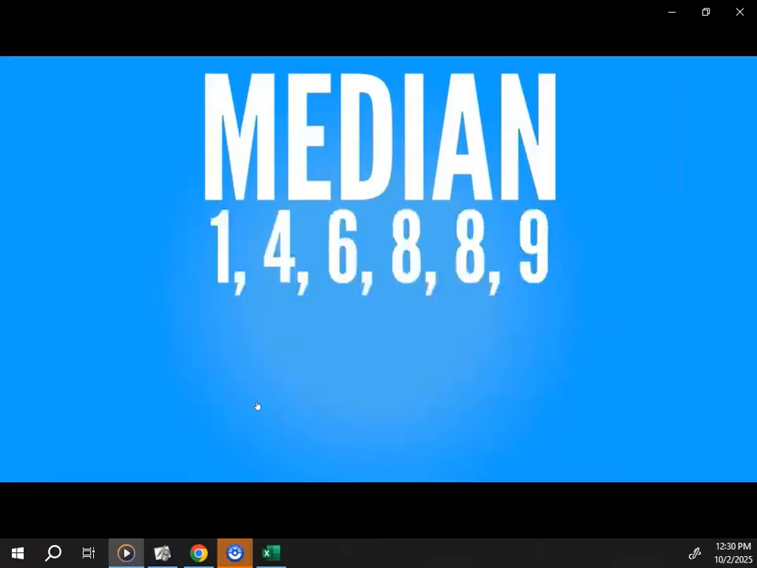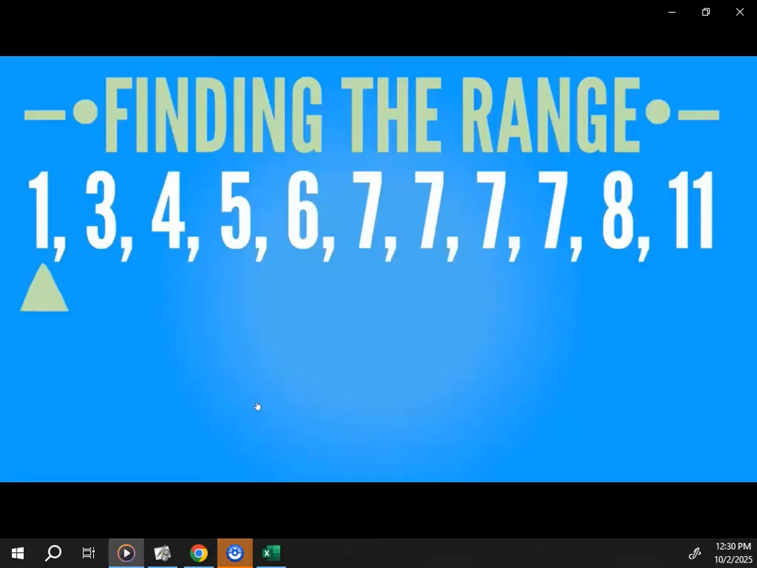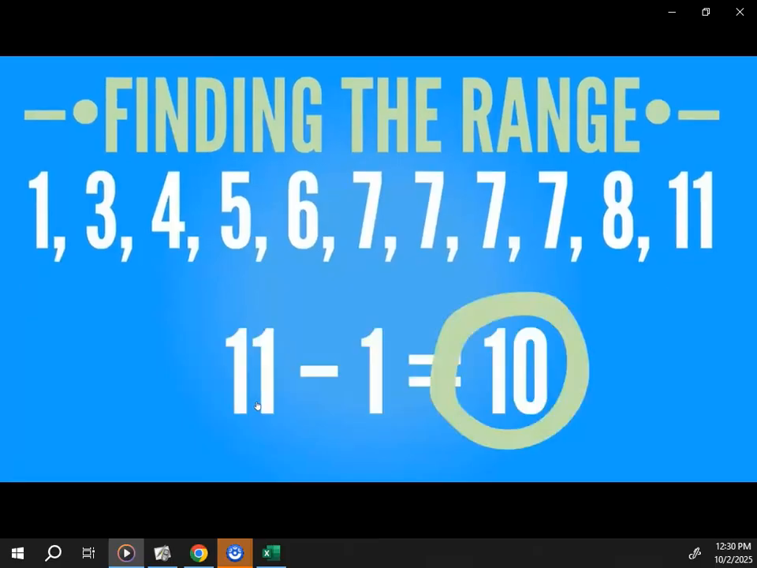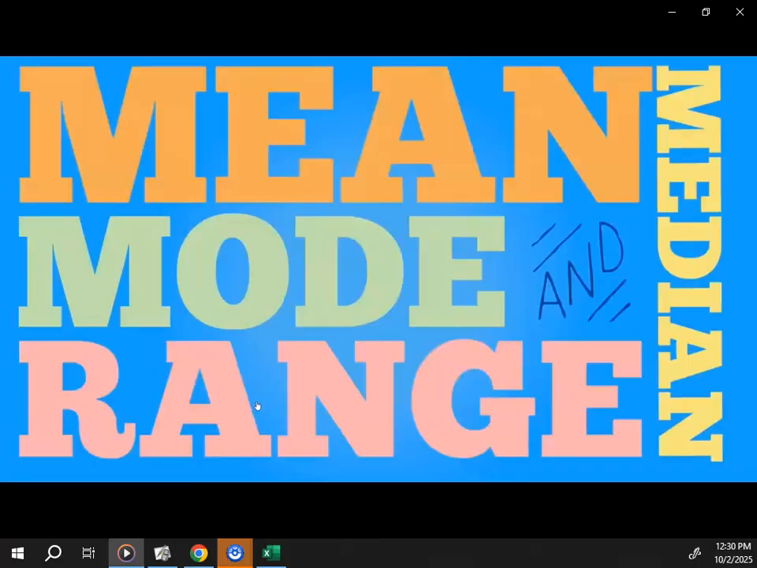Unless there's an even amount in the set, after middle numbers, then you finally get an answer that will be your median. Subtract low from the high and you'll have the range. They are learning median, mode, and range.